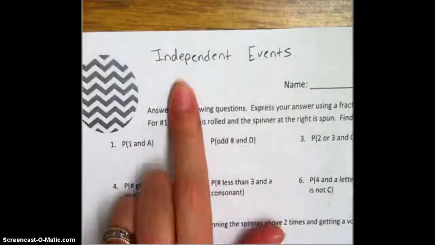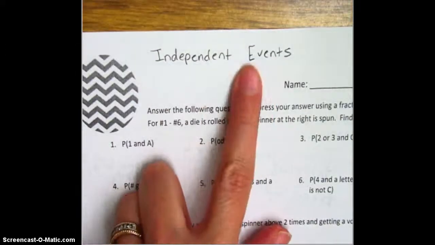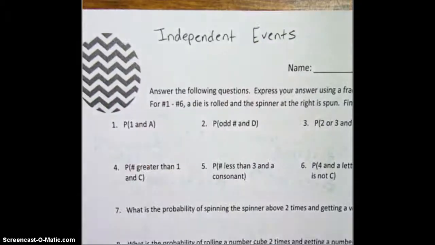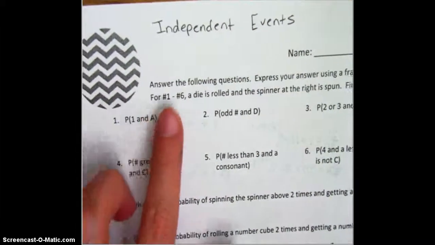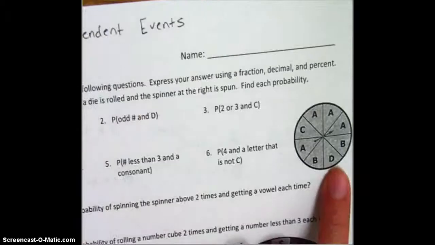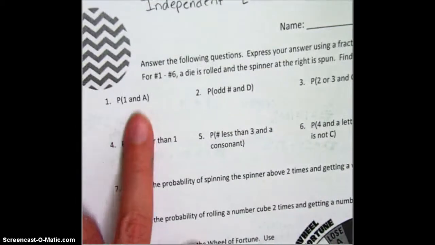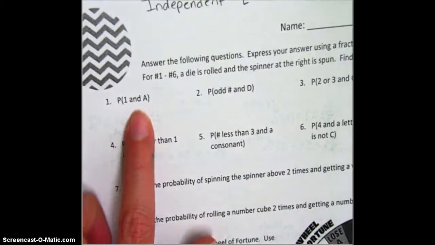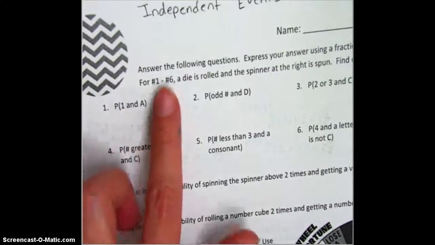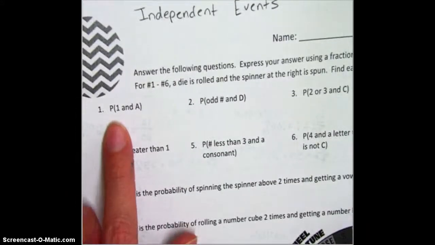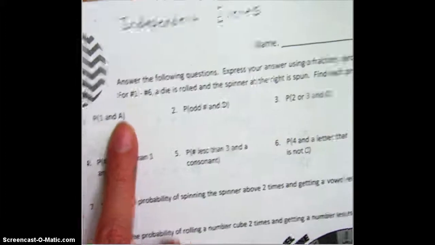Here we'll practice independent events, and remember, independent events can often be more than one event, so it's no longer a simple event for these. Problems 1 through 6, you're going to use a spinner, and because we're using the word "and," it means we're doing two things. What is the probability of, if you have a die and you have a spinner, rolling a 1 and spinning an A?